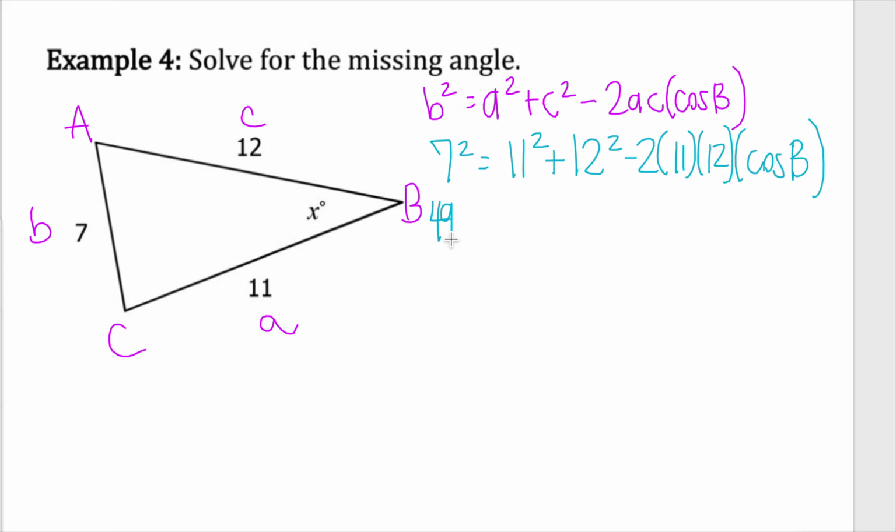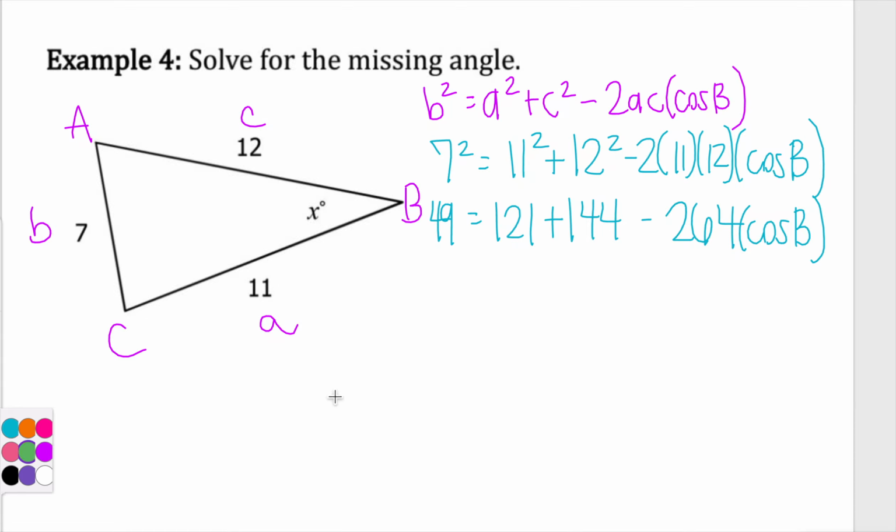7 squared is 49, 11 squared is 121, 12 squared is 144, and then I'm going to do 2 times 11 times 12. So minus 264 times the cosine of B, okay? Here's a mistake that a lot of students will make. They don't realize that 264 and cosine of B are being multiplied, and they try to add it with 121 and 144. Subtract it. You save this for the very last step. So this part is going to end up being your last step.